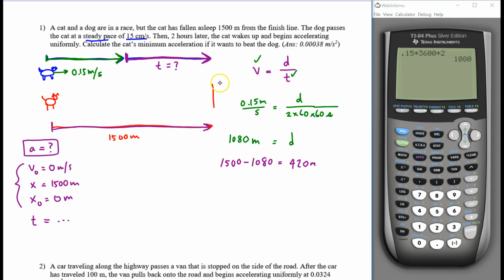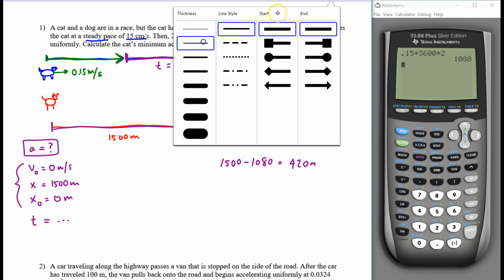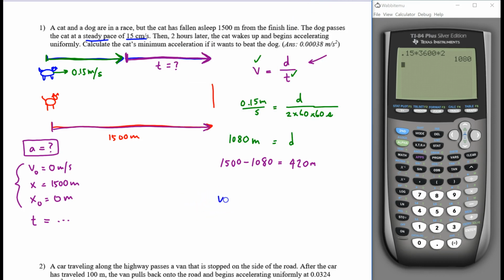We need to know the time it takes the dog to travel that 420 meters. So we use this equation once more. Let me show that work. Okay, again, we know speed is equal to distance over time whenever speed is constant. This equation applies to the dog because the dog has constant speed. What's that constant speed? 0.15 meters per second. This time, we seek the time t, and we know how much distance the dog travels on that second leg.